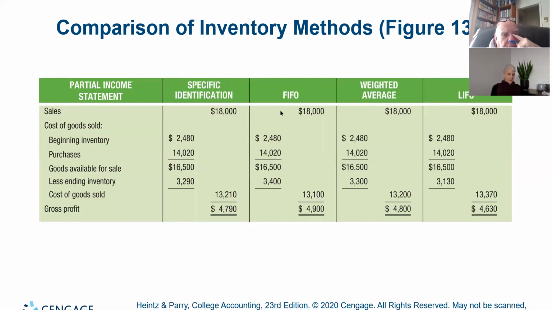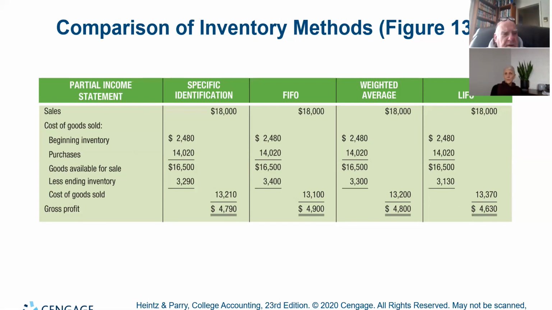And here is a very, very important grid to look at. Here is our income statement. And this income statement is the same under perpetual or periodic. Sales of 18,000, that's the common thread. Goods available for sale, the same, 16.5. Under FIFO, I like to start with LIFO. Our gross profit was 4,900, was it not? Under LIFO on the right, it was only 4,630. So that's a difference of 270.